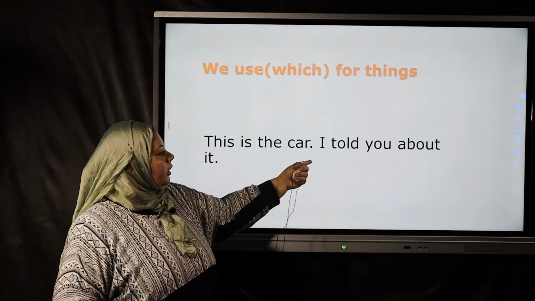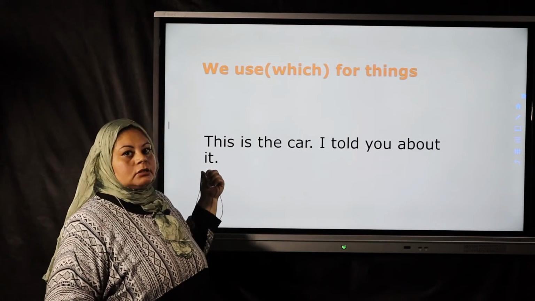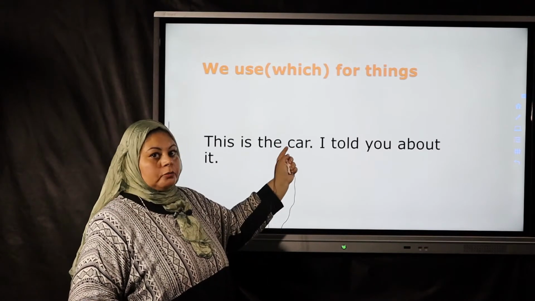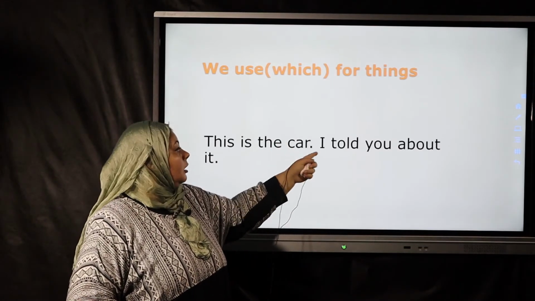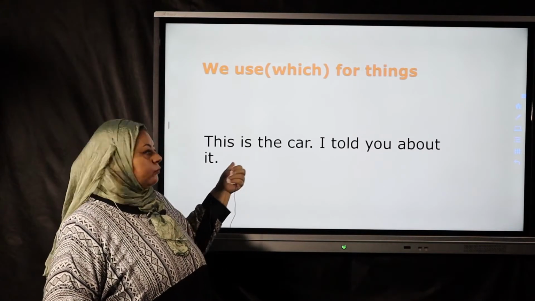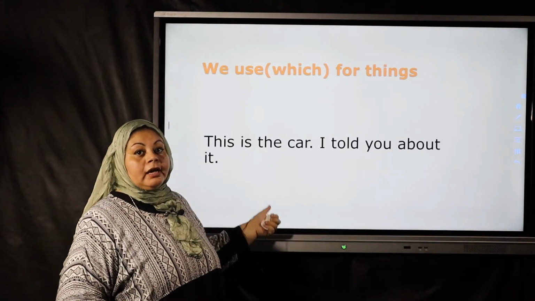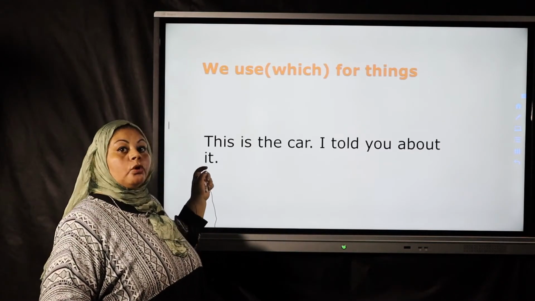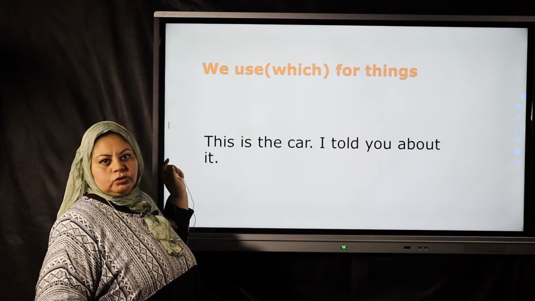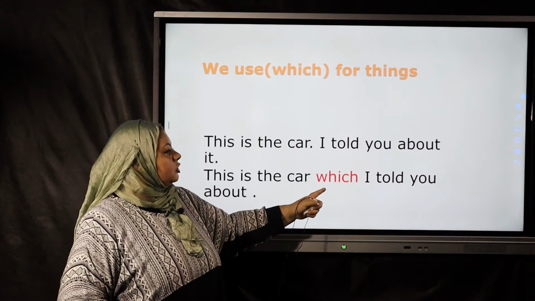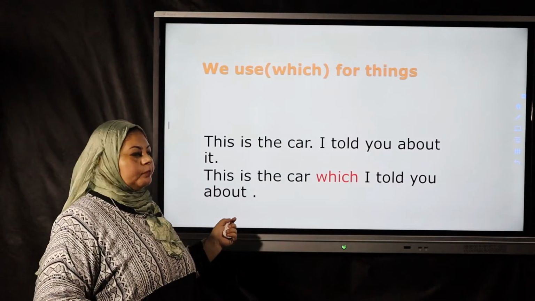This is the car, I told you about it. Okay, here we have the car, it's an object, it's a thing. I told you about it. "It" here stands for the car. So when I write the relative clause, I'll omit or remove or cross out "it". I don't need it. This is the car which I told you about.